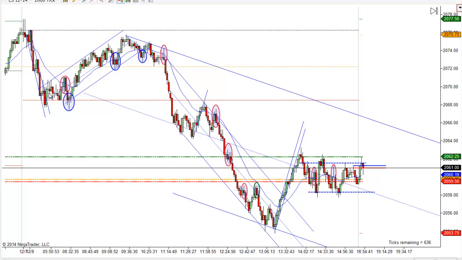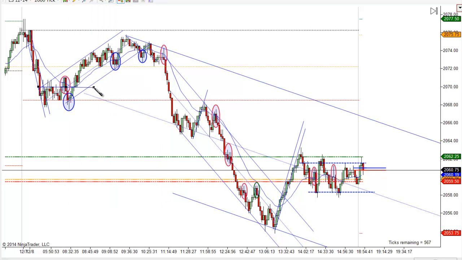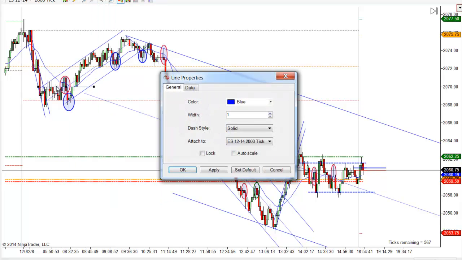Even though you get a failed second entry short right here, I don't think you want to take that either. This is just too much overlap. I don't have it on there, but let me just draw it on there because it makes it a little bit easier to see. I always tell people to draw these lines because it definitely makes things jump out that you may not see.